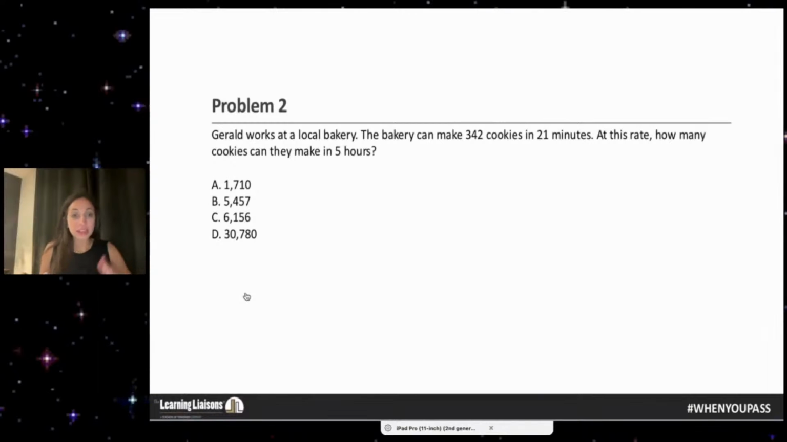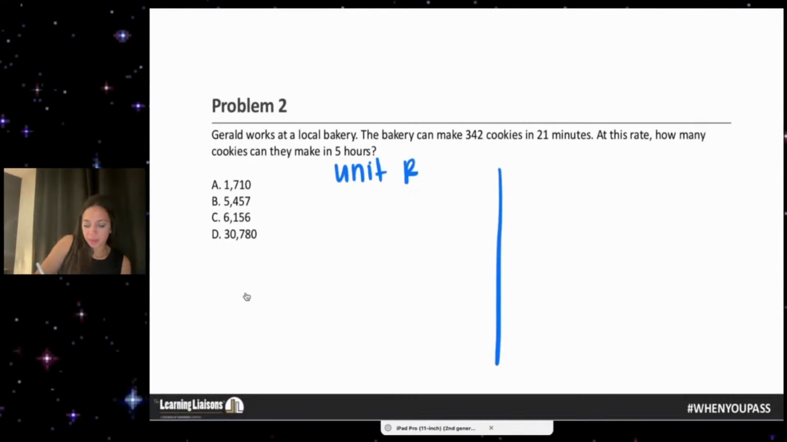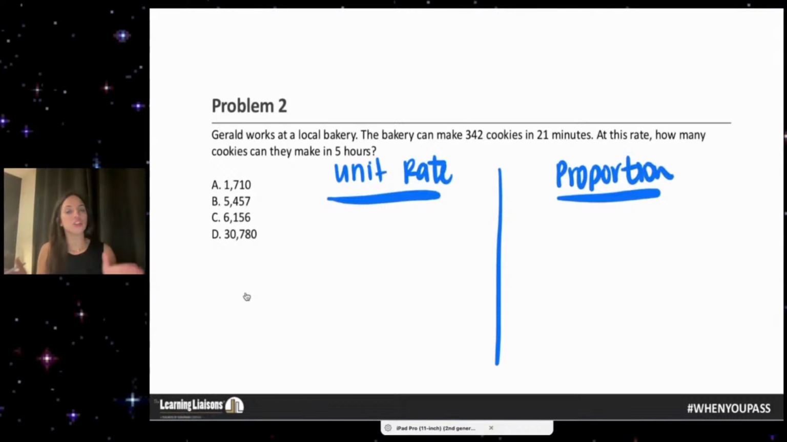So when we look at this problem, there's 2 different ways that we can solve it. We can solve it using a unit rate, or we can solve it using a proportion. Either way is going to get us the correct answer. It's just a matter of which way your brain thinks.